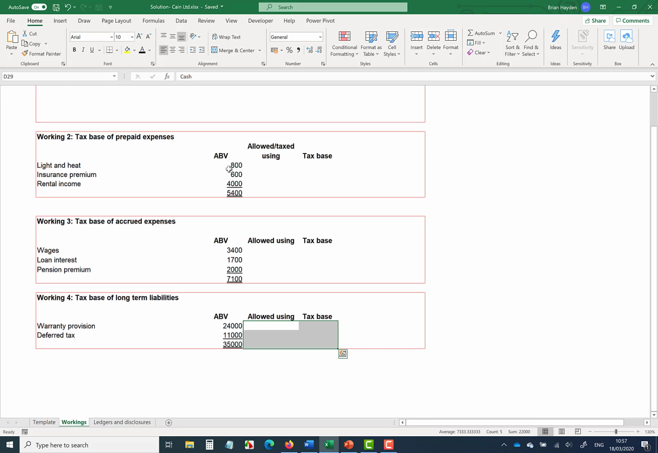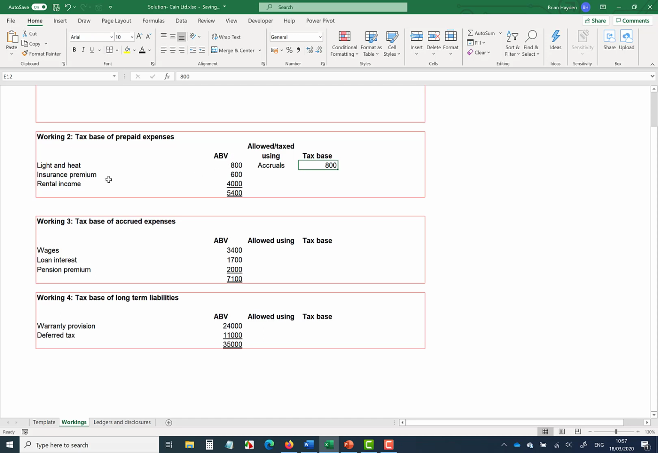So those are the values in the balance sheet. ABV is accounting book value. Now for light and heat, again I asked myself, if I was doing a case 1 computation, are they ever added back by virtue of being accrued? If they are, then they're allowed on a cash basis, and if they're not, they're allowed on an accruals basis. So you should hopefully be able to identify that light and heat is allowed on an accruals basis, and from the rules, if something is allowed on an accruals basis, its tax base matches the carrying value or the accounting book value.